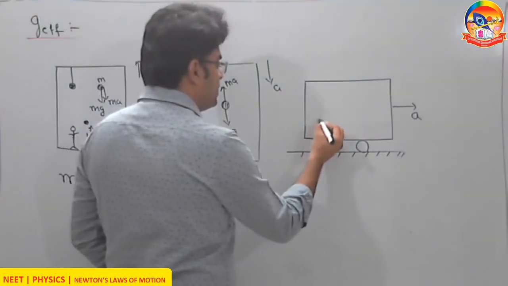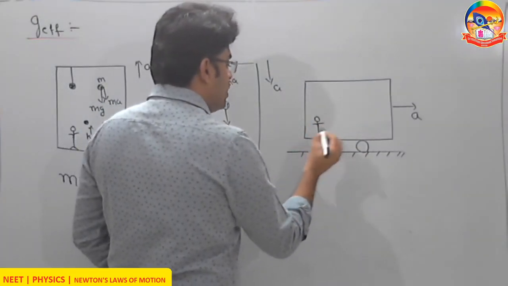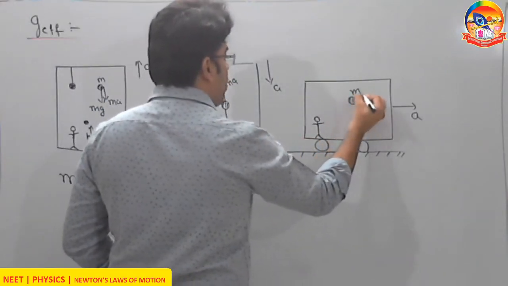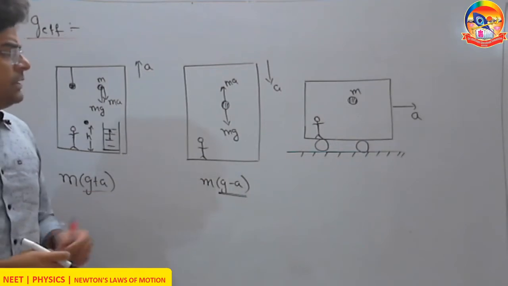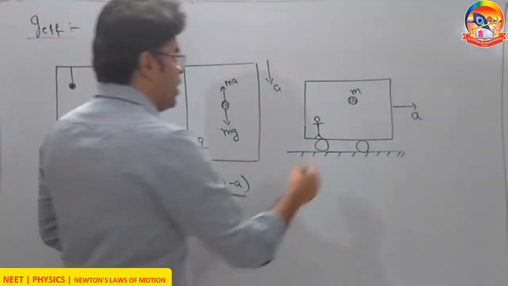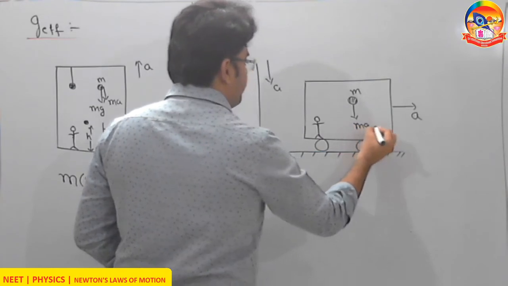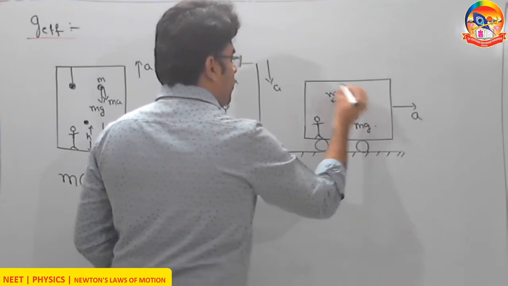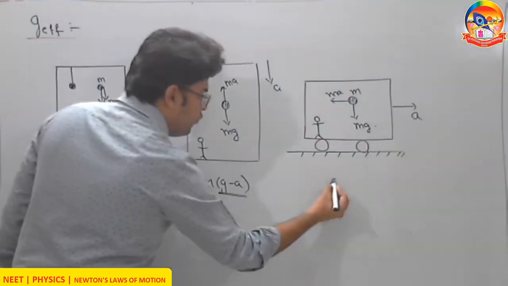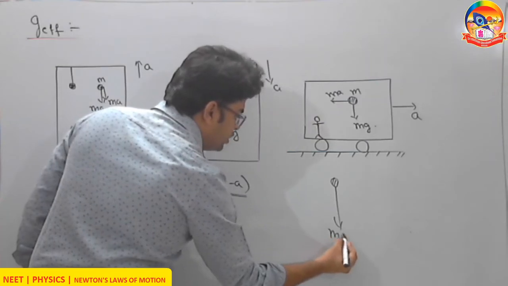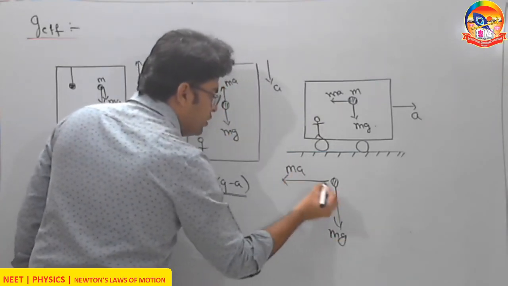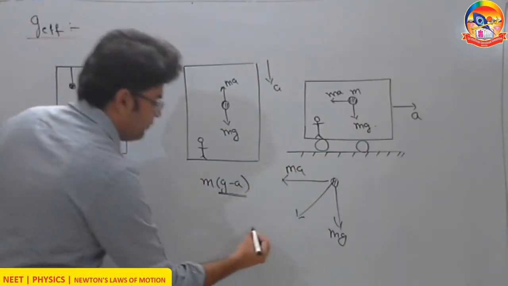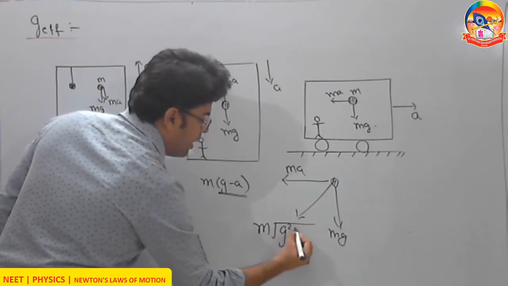But what if the person stands inside a cart and the cart accelerates horizontally and there is a mass m placed here inside the cart? On this mass, the person will again see two forces, a force of gravity downward mg, and this person must apply a pseudo force ma. So on this mass, two forces appear to act, a force of gravity mg downward, a force ma here. So the net force comes out to be m times under root of g square plus a square.